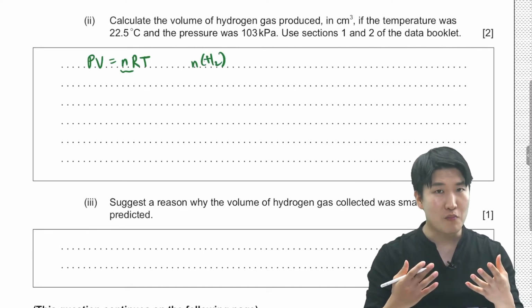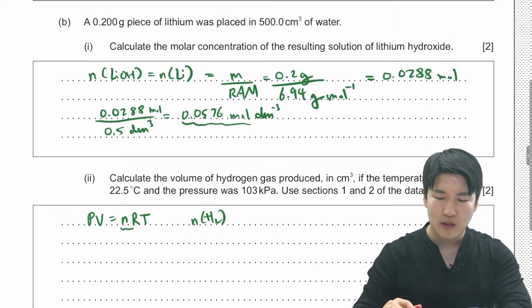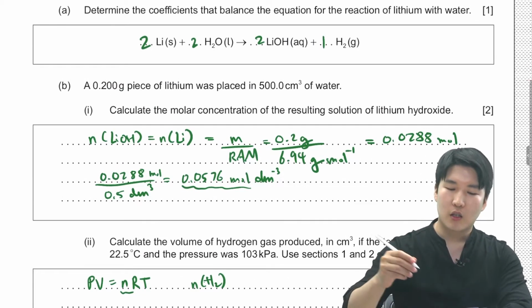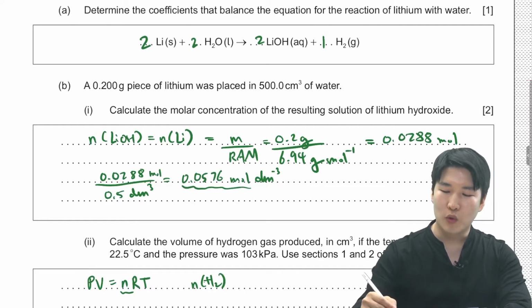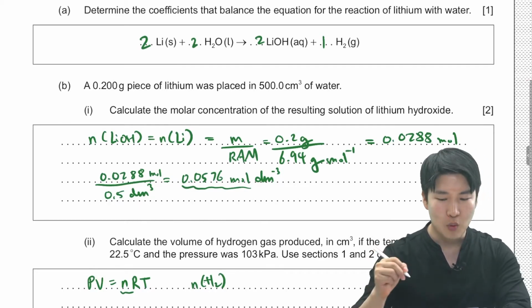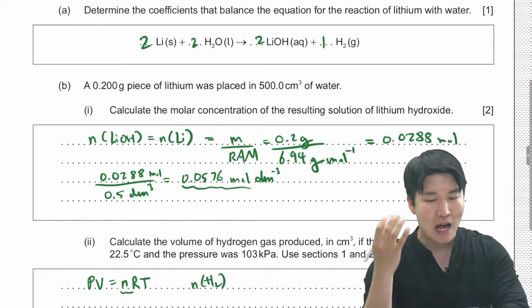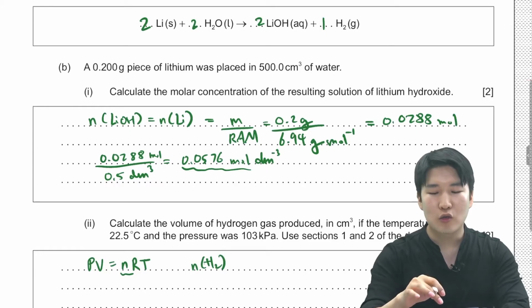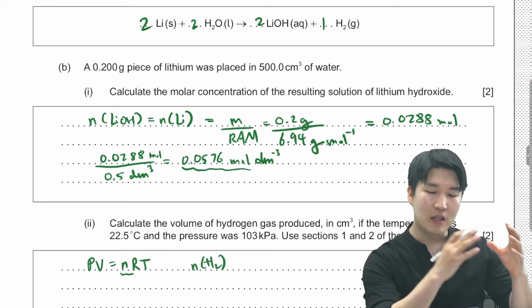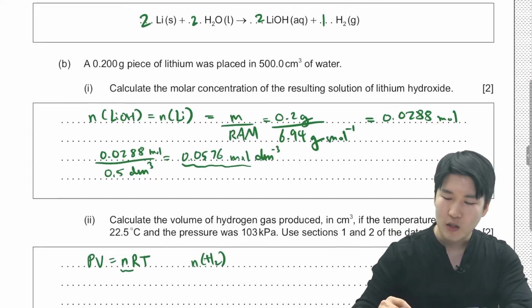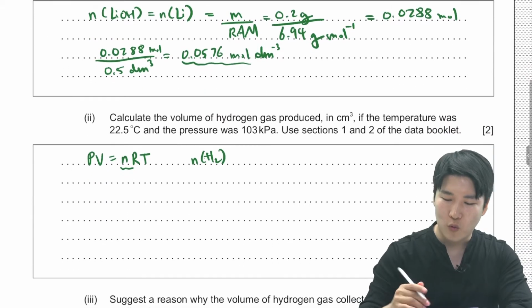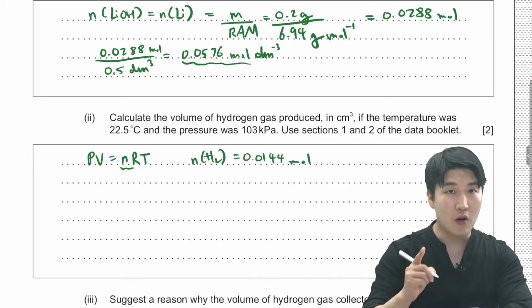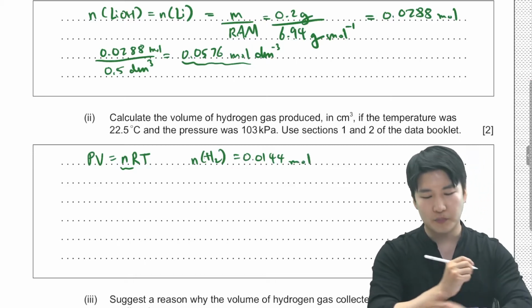What's the amount of hydrogen produced? Well, we're going to go back to the balanced equation. We have inputted 0.0288 mole of lithium and we will output half that amount because of the 2 to 1 molar ratio of lithium to hydrogen. 0.0144 is the amount of hydrogen that we know of.